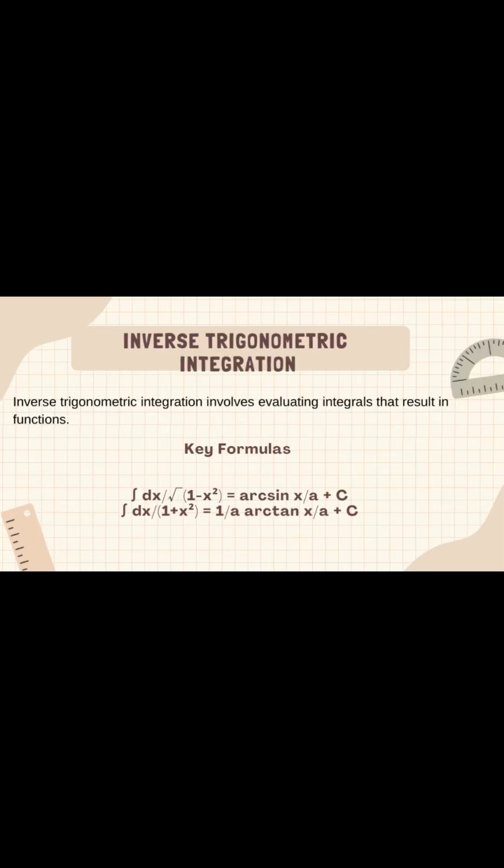Inverse trigonometric integration involves evaluating integrals that result in inverse trigonometric functions. So we have two formulas. Integral of dx over square root of a squared minus x squared is equal to arcsine x over a plus c. And integral of dx over a squared plus x squared is equal to 1 over a arctan x over a plus c. So this helps to solve integrals involving square roots or rational expressions.